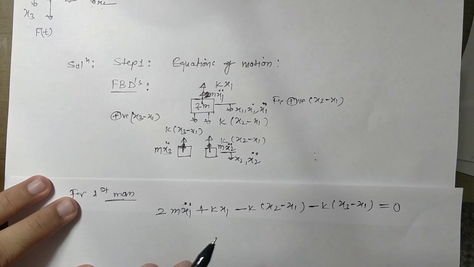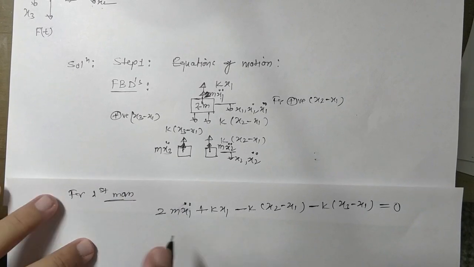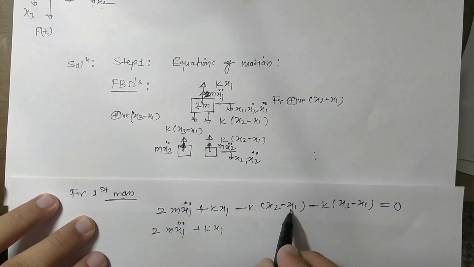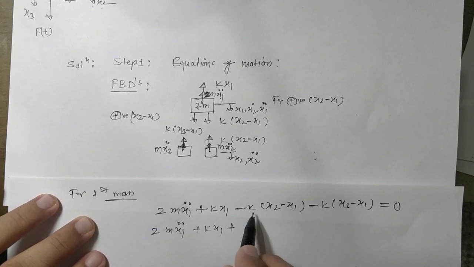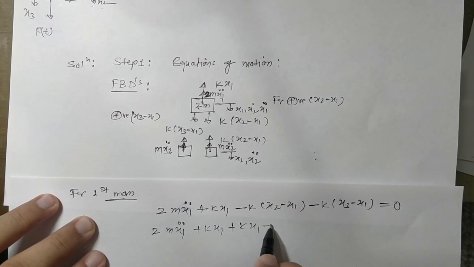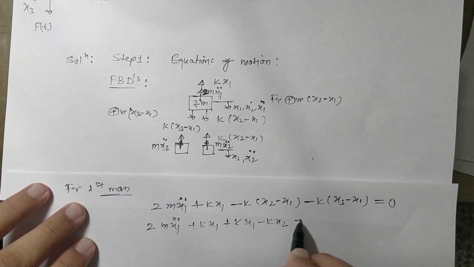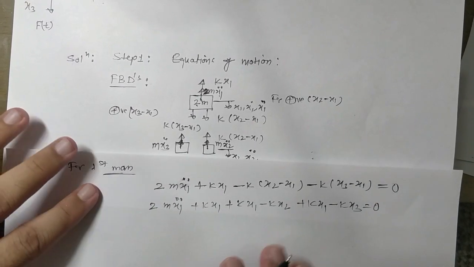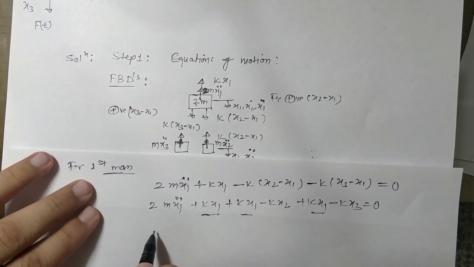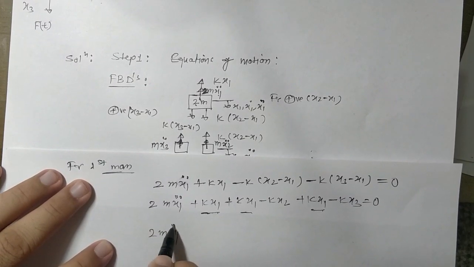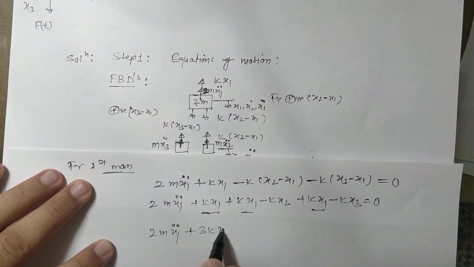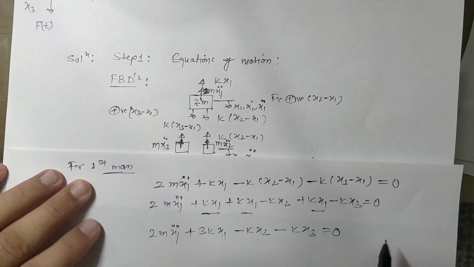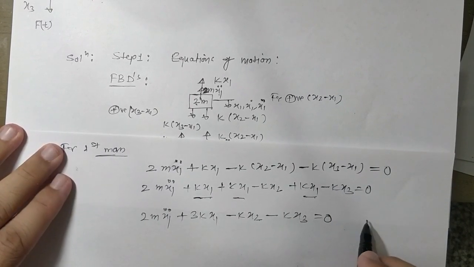If we rewrite this equation, 2m x1 double dot plus k x1 plus k x1 minus k x2 and plus k x1 minus k x3 is equal to 0. So this becomes 3k x1. The equation is 2m x1 double dot plus 3k x1 minus k x2 minus k x3 is equal to 0. So this is the equation for the first mass.